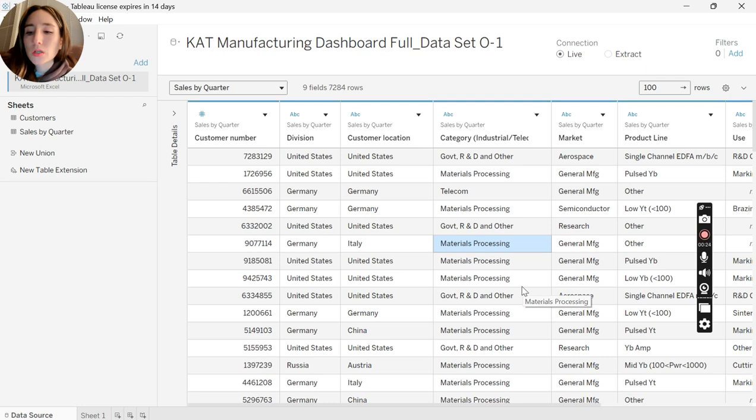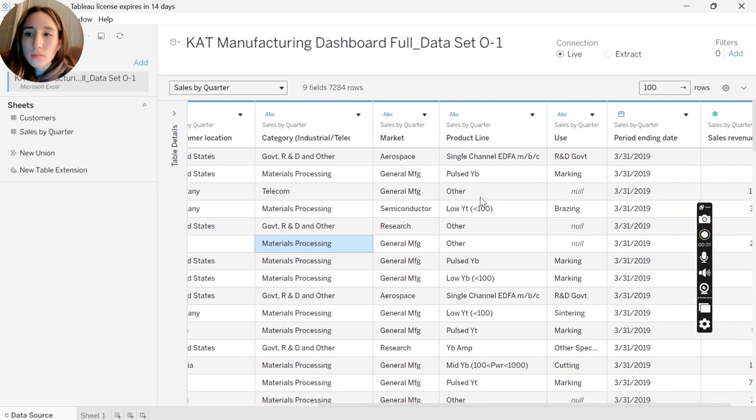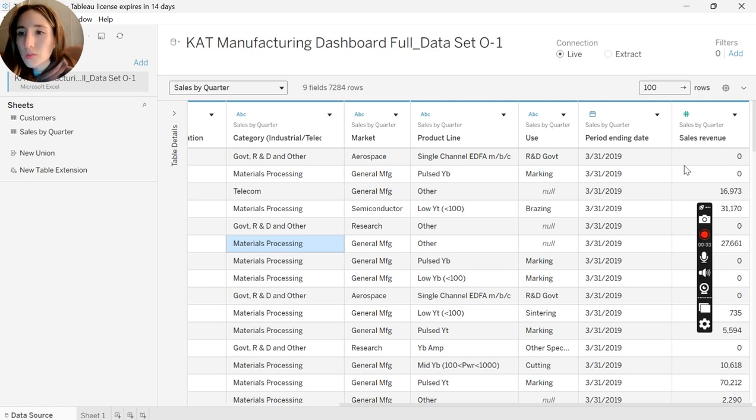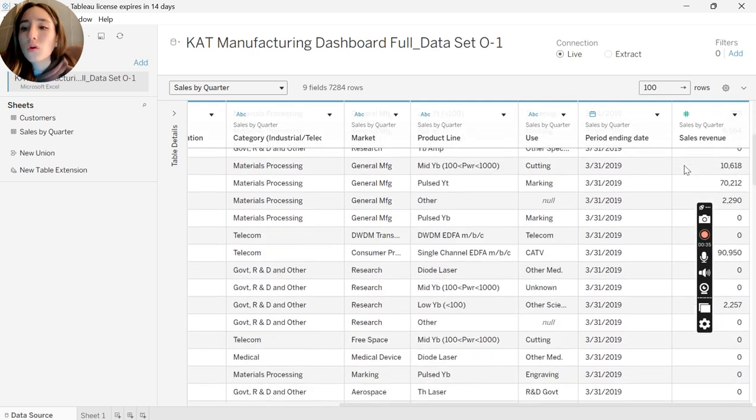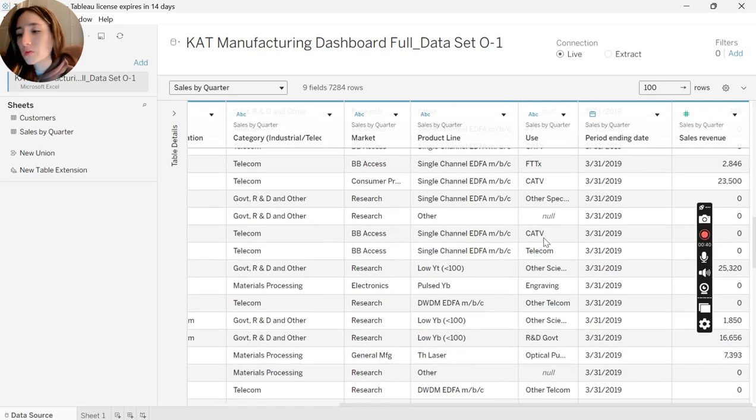The first question was, what are the total sales of the fourth quarter of 2019? If we scroll to the right side of this chart, we can see sales revenue. If we continue to scroll all the way down, we can add this column to get our total sales revenue for the fourth quarter of 2019, which is $6,637,873.